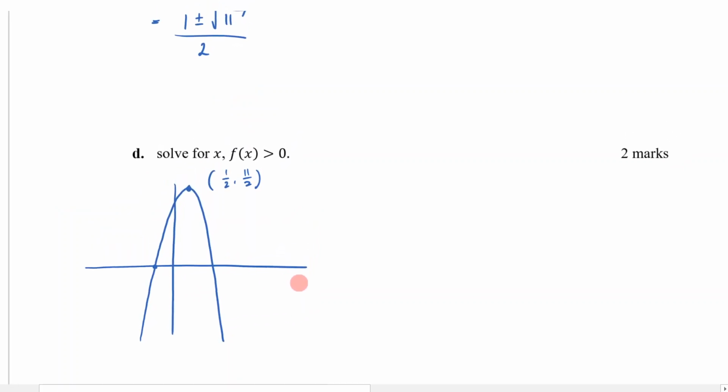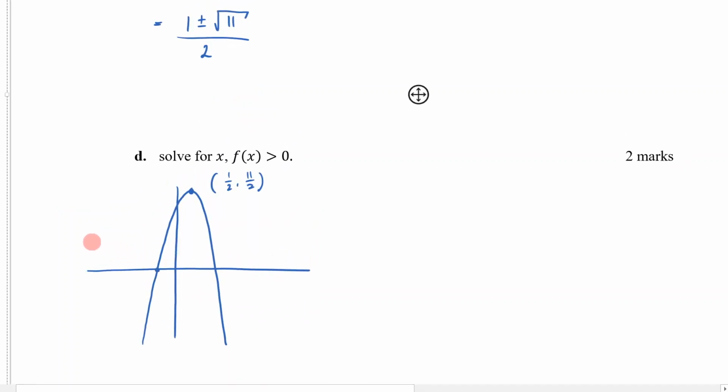Now, if I look up at this here, this is going to be 1 minus the square root of 11 on 2 and 0. And then on the other side, this is going to be 1 plus the square root of 11 on 2 and 0. Just like that. Perfect. So those are my 2 points. Now I'm trying to figure out where f of x is greater than 0. So another way of saying that is just where is it above my x-axis? And obviously it's above my x-axis here. So this is where it's greater than 0.